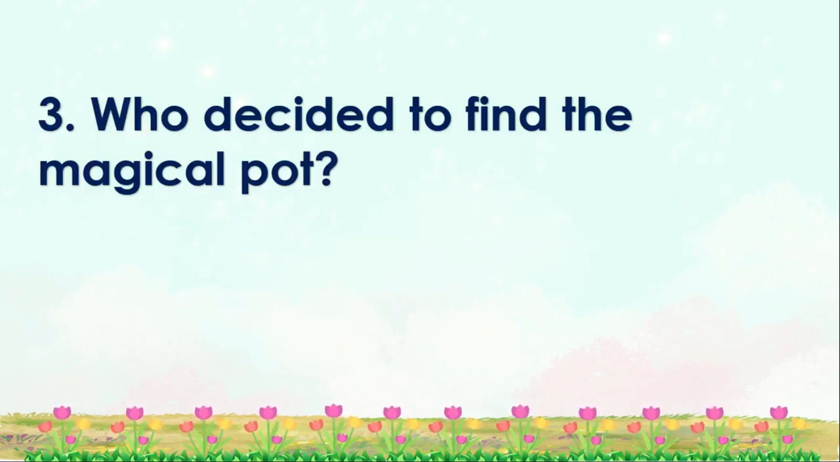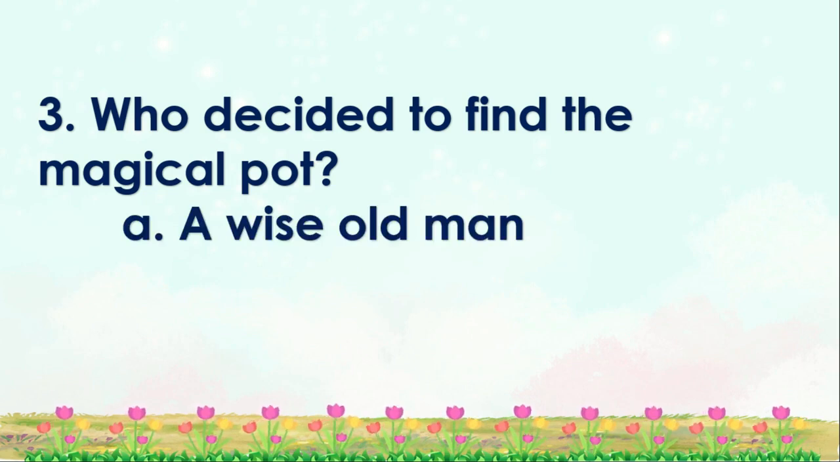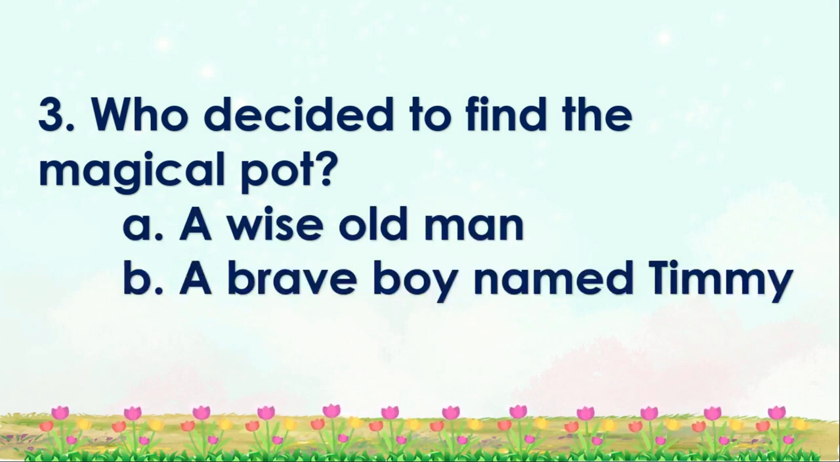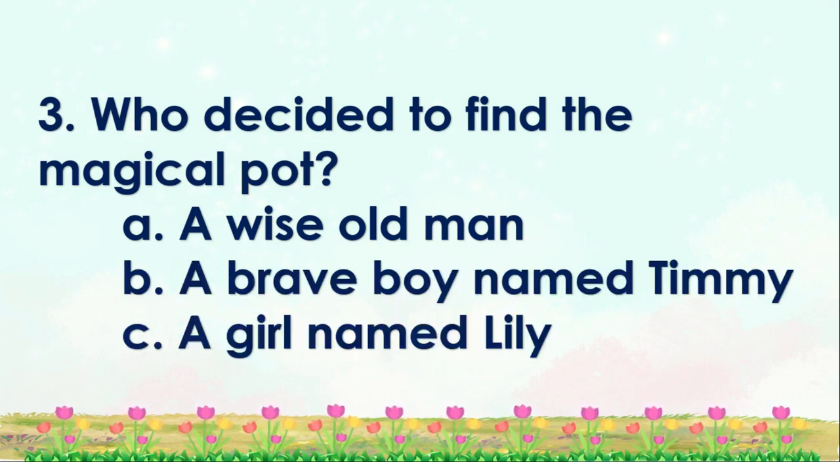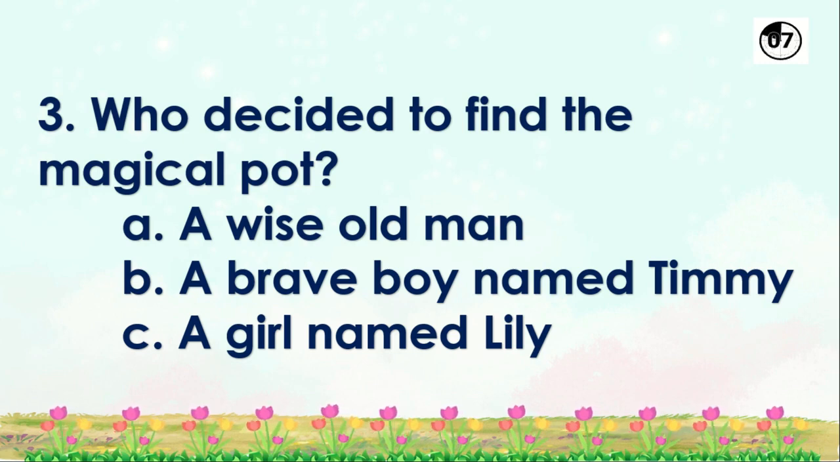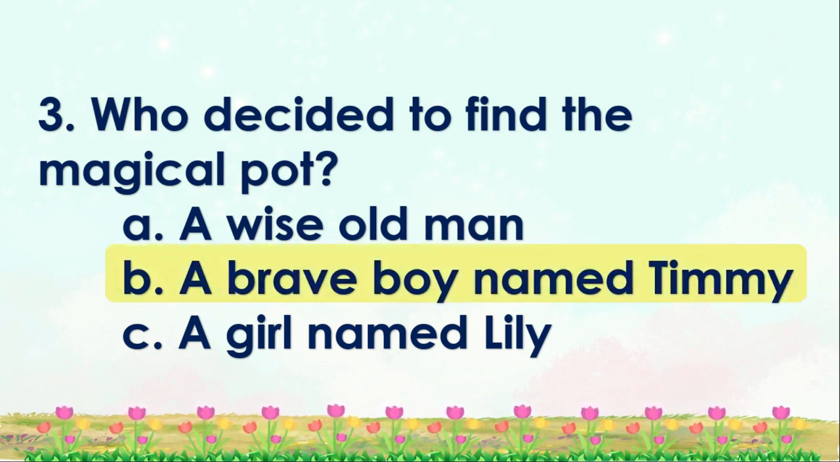In a quiet village surrounded by tall mountains. Number 3. Who decided to find the magical pot? A. A wise old man. B. A brave boy named Timmy. Or letter C. A girl named Lily. You're right. The correct answer is letter B. A brave boy named Timmy.